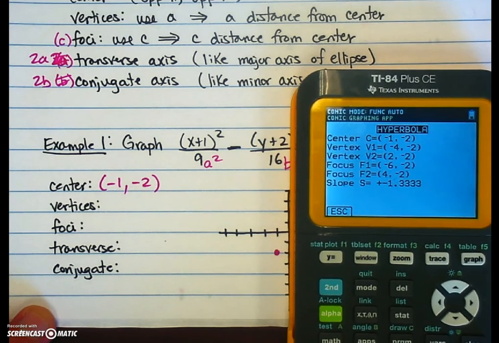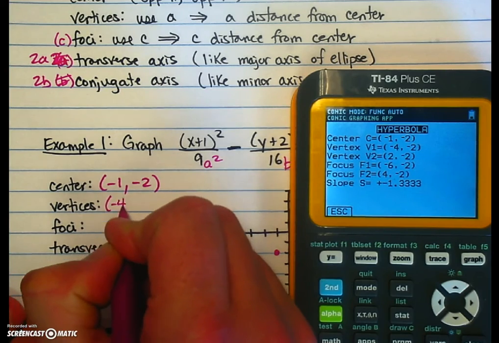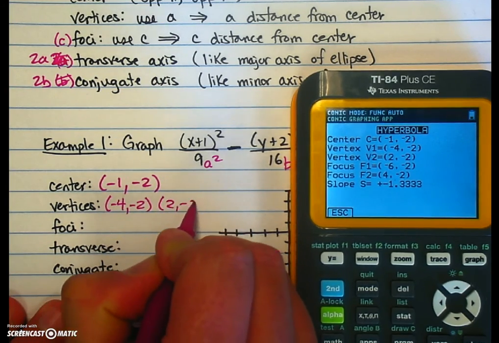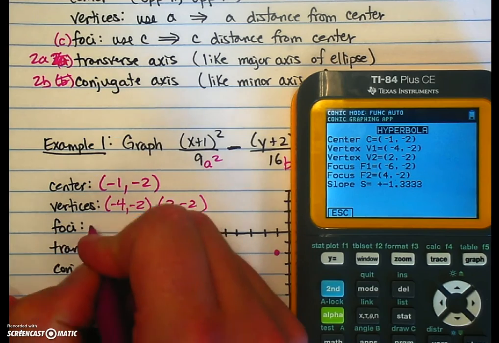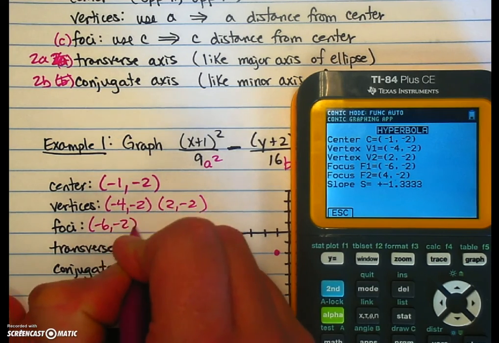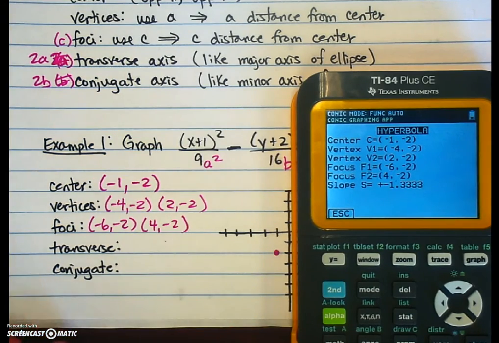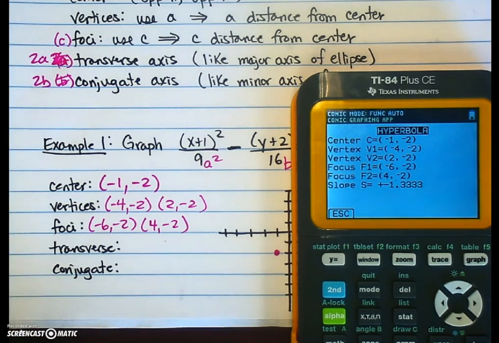So notice it gave me my vertices there, vertex 1 and vertex 2. So -4, -2, and 2, -2. That's my vertex points. Notice it also gave me both my focal points. So I've got -6, -2, and 4, -2. Okay. Now this slope here, I'm going to talk about that tomorrow because that deals with the asymptotes.